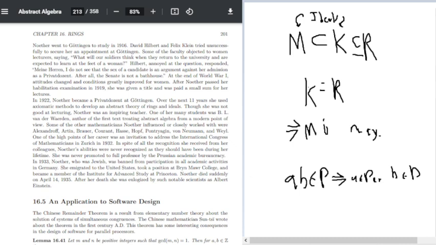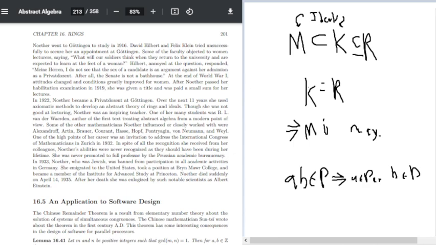Noether went to Göttingen, I'm going to mispronounce that, to study in 1916. David Hilbert and Felix Klein tried unsuccessfully to secure her an appointment at Göttingen. Some of the faculty objected to women lecturers, saying, "What will soldiers think when they return to our universities and are expected to learn at the feet of a woman?"